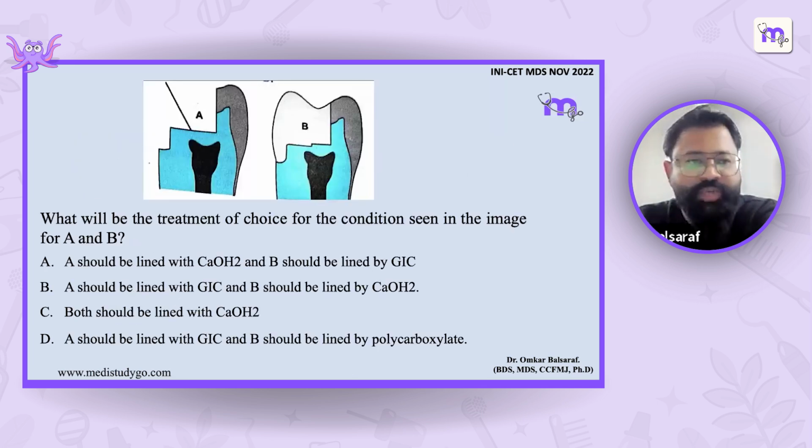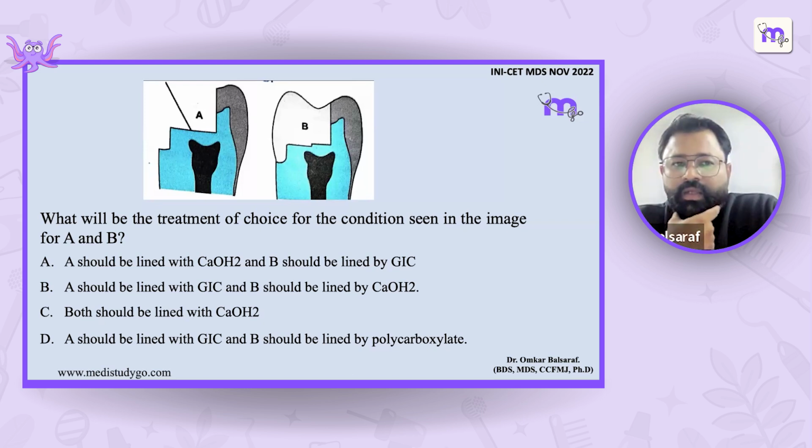Coming to again an image based question, what will be the treatment of choice for these conditions in the image for A and B? So first is A should be lined with calcium hydroxide and B should be lined with glass ionomer cement. Second is A should be lined with glass ionomer cement and B should be lined by calcium hydroxide. C is both should be lined by calcium hydroxide. And D is A should be lined with GIC and B should be lined by polycarboxylate. So D is entirely negated. We don't want D as an option because we are never using polycarboxylate in such deep cases.